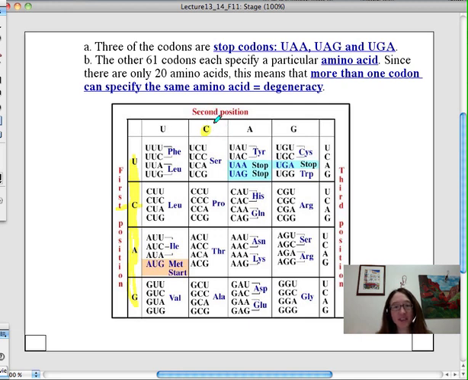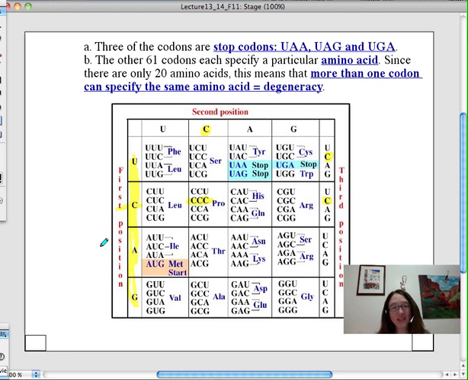But if you know the third position finally is another C, then you could put it all together. C, C, and then finally C, right? We would come here at proline. So that's how that works. Find the first position, then the second, then the third, and it tells you what amino acid it specifies. So let's practice just a little bit.